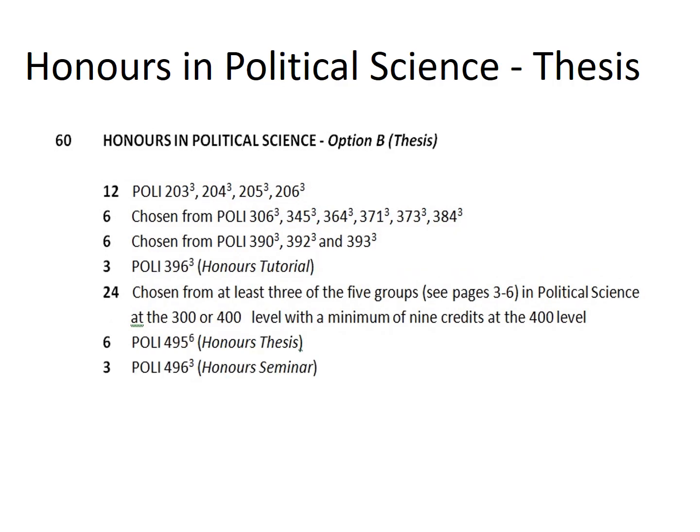Option B, honors in political science, is the thesis option. It also consists of 60 credits. The key difference is that there will be 6 credits for the honors thesis and 3 credits for the honors tutorial.